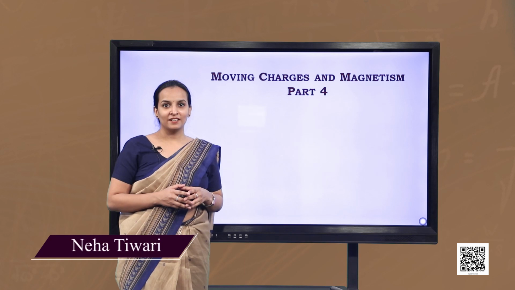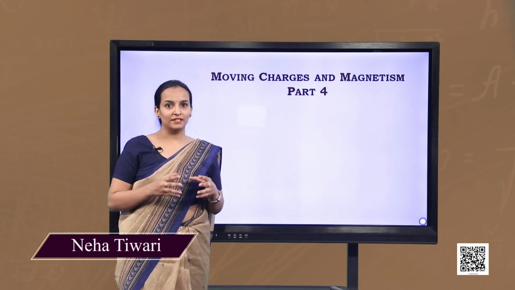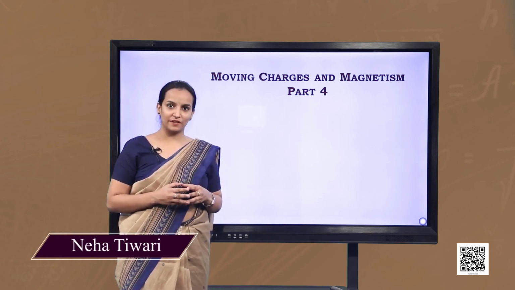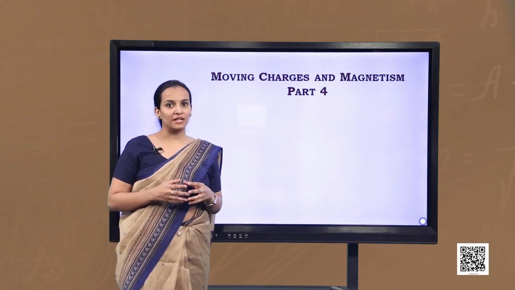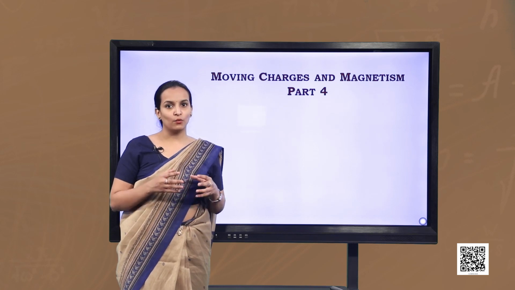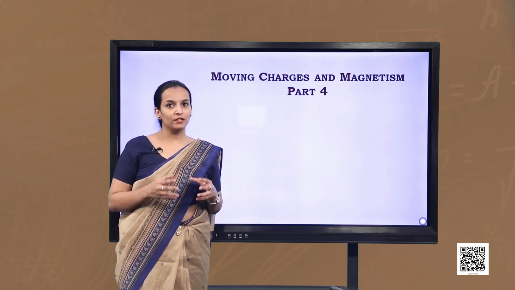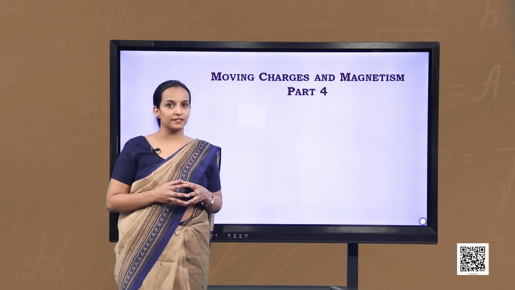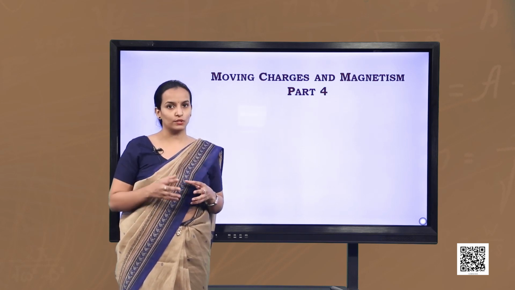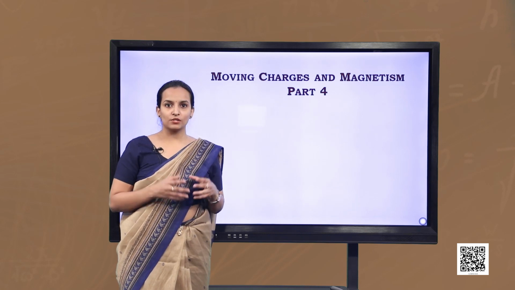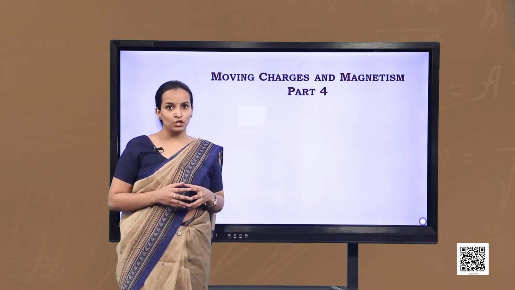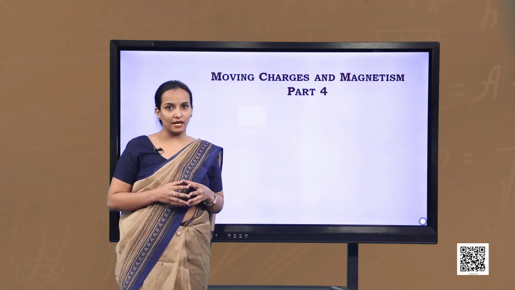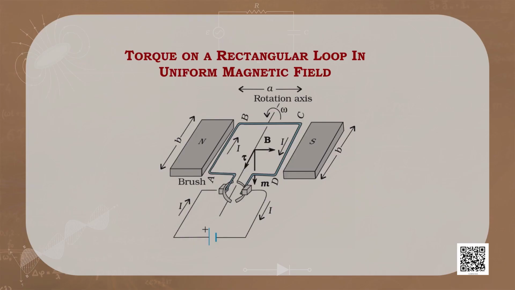Welcome viewers. We already know that a current carrying conductor placed in a magnetic field experiences a magnetic force. In today's program, we will extend our learning and understand what will happen if a rectangular current carrying loop is placed in a uniform magnetic field. Also, we will understand how this concept is employed in the galvanometer. And today we will take the concept of magnetic field to the atomic level and understand the atomic magnetic moment.